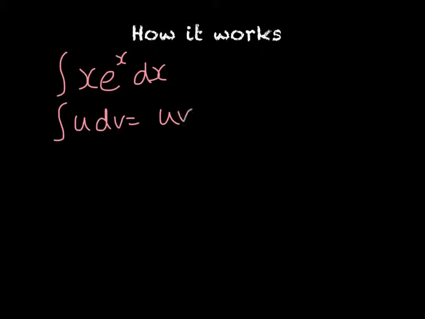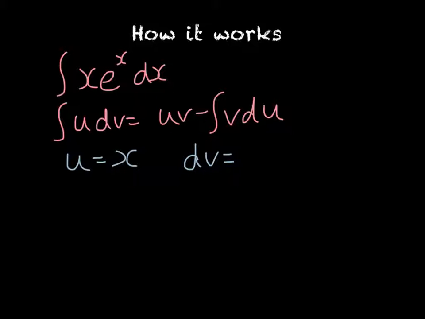Now let me give an example of how it works. Let's say we have the integral of x times e to the x dx. Using the integration tools that we already know, we wouldn't be able to solve this. So we can use integration by parts. Recall our formula is the integral of u dv equals uv minus the integral of v du. I'm going to set u equal to the function x, and dv equal to the function e to the x dx.